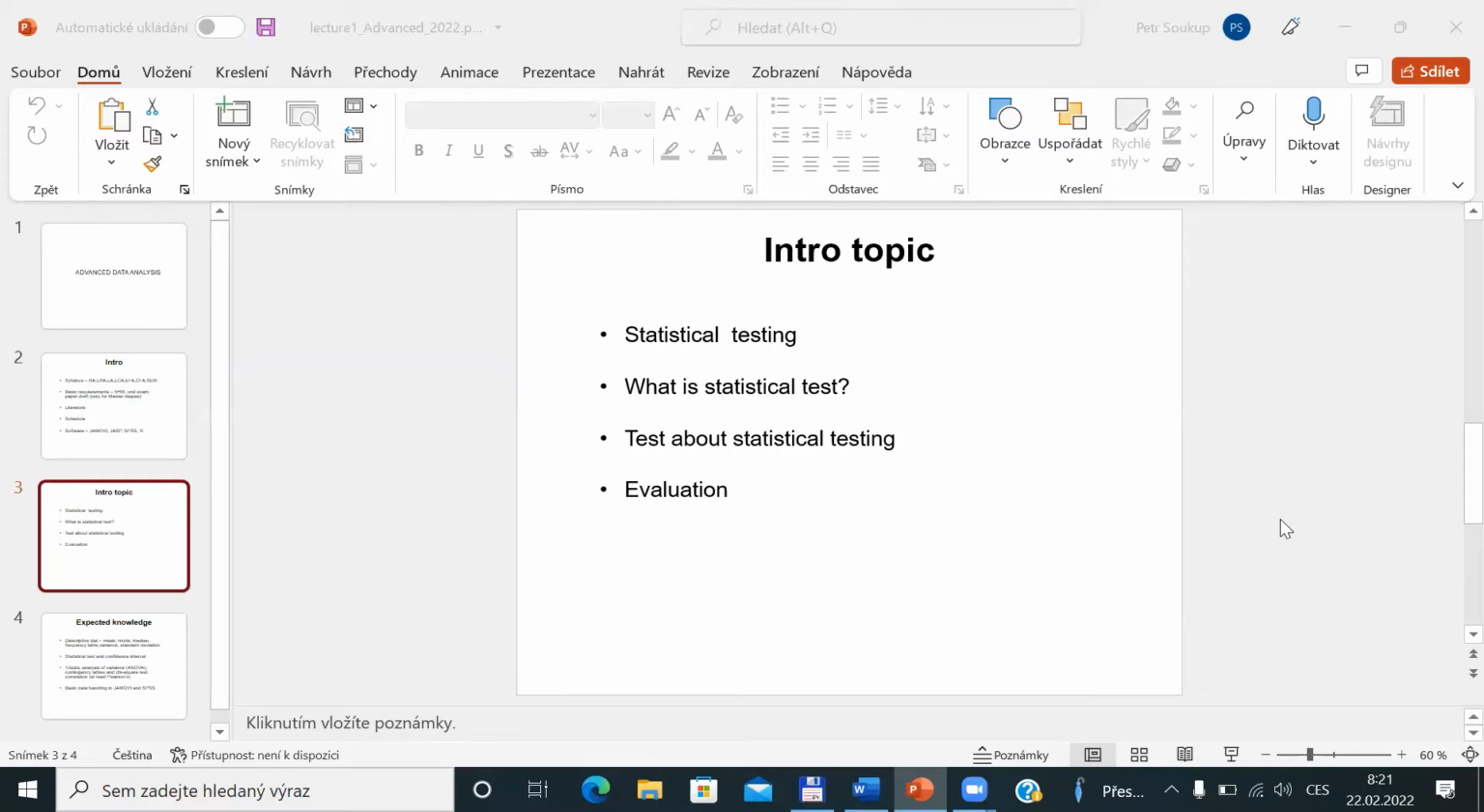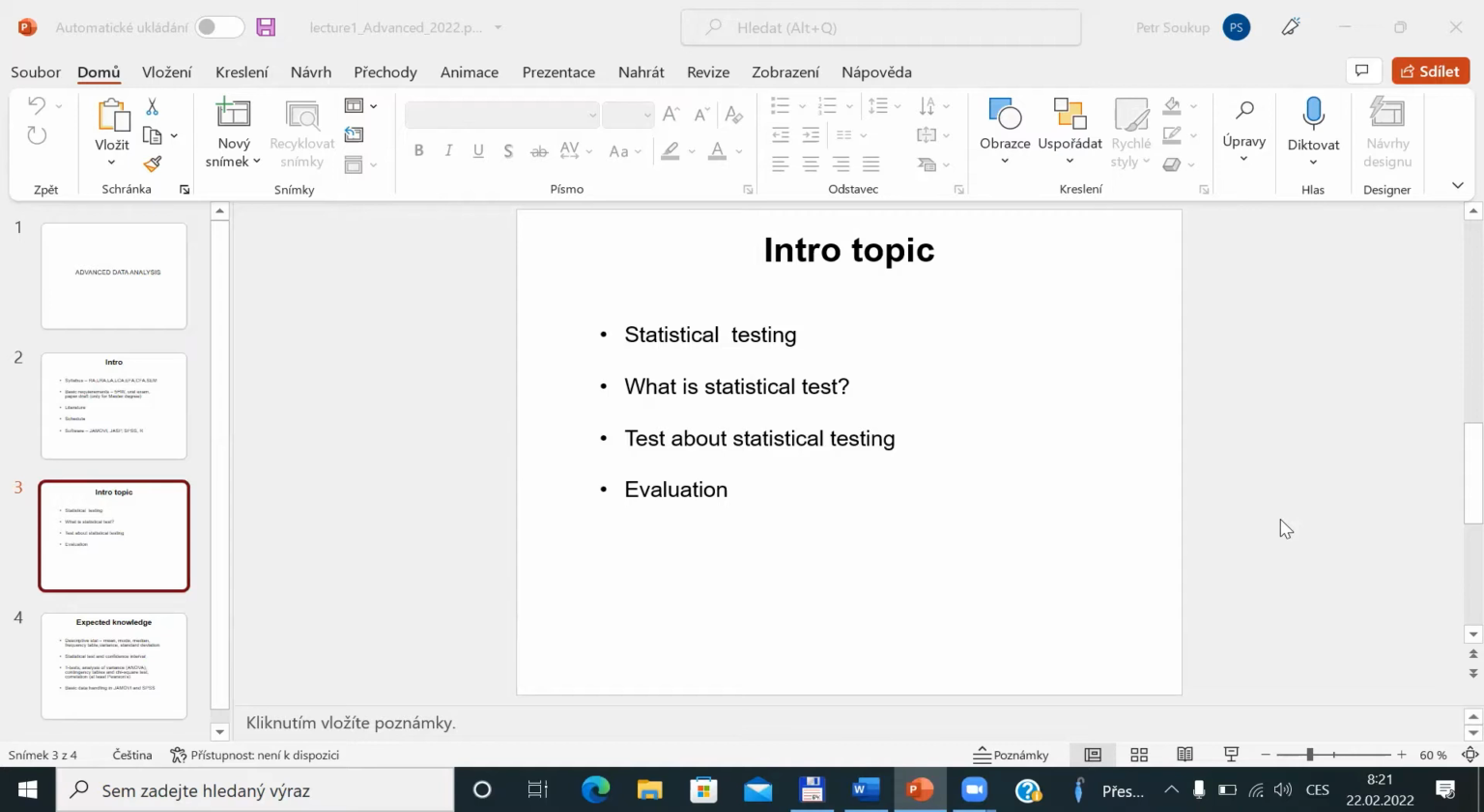And before we start to discuss more, and maybe to avoid some mistakes and misconceptions that you can have about statistical testing, I prepared a small test for you.